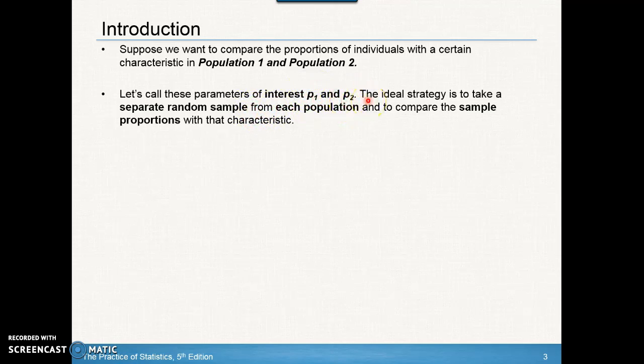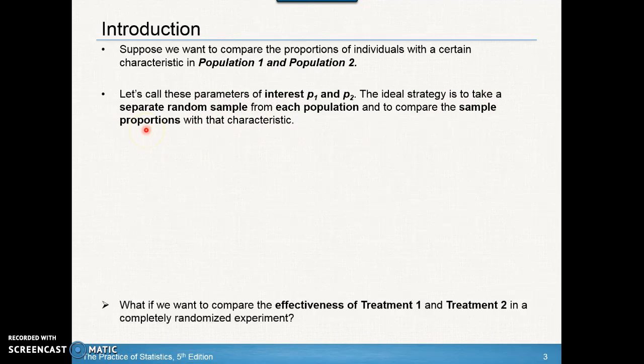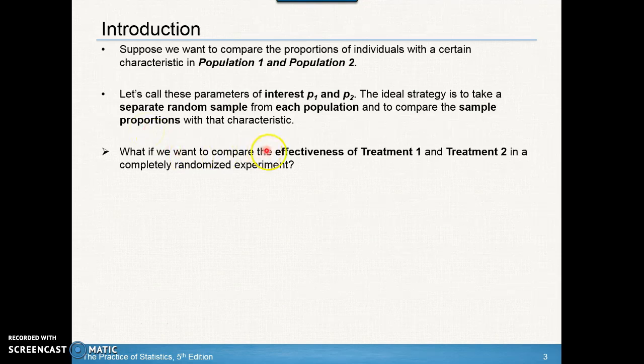The ideal strategy is to take a separate random sample from each population. Notice that the populations of interest are independent, and then we compare the sample proportions with that characteristic. What if we wanted to compare the effectiveness of treatment 1 and treatment 2 in a completely randomized experiment? These two are a little bit different. In the first case we're taking a look at population 1 and population 2, so a population from Fairfax County and maybe a population from Loudoun County, two different populations.